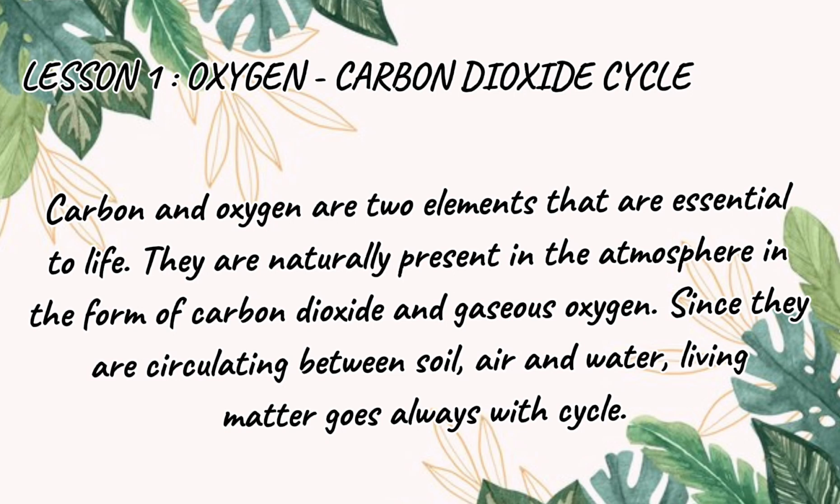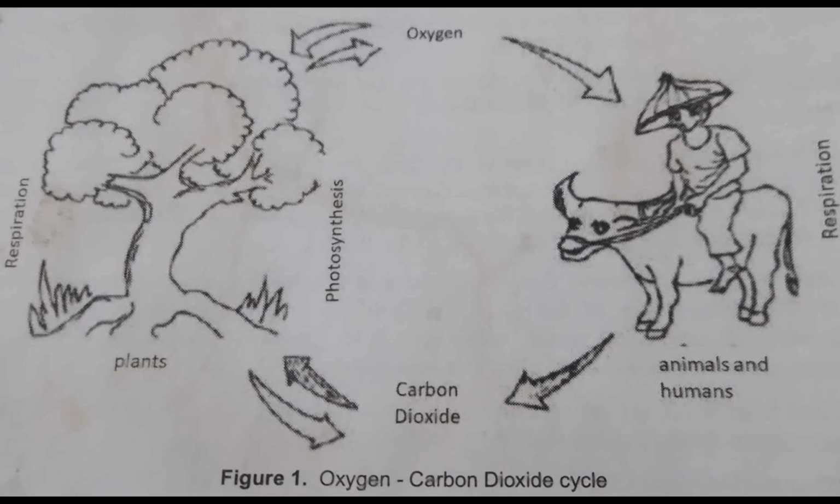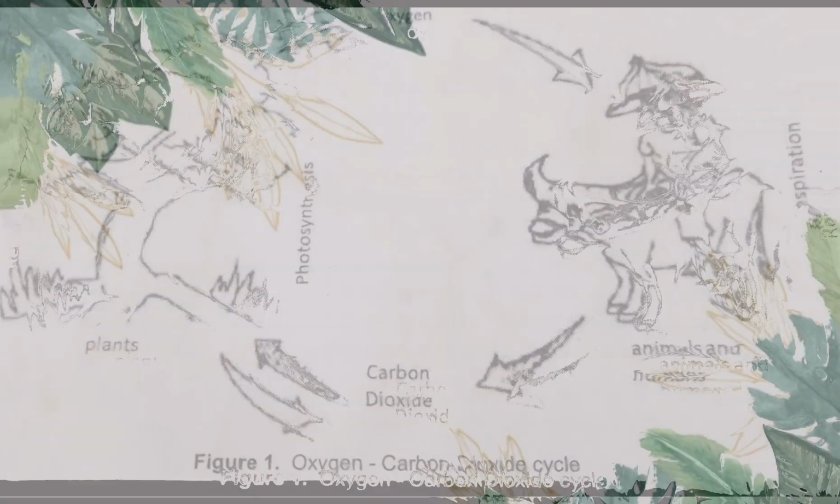Carbon and oxygen are two elements that are essential to life. They are naturally present in the atmosphere in the form of carbon dioxide and gaseous oxygen. Since they are circulating between soil, air, and water, living matter always goes with the cycle. Look at the illustration on the screen. It will explain more about this lesson.